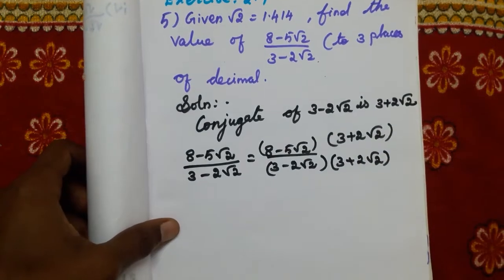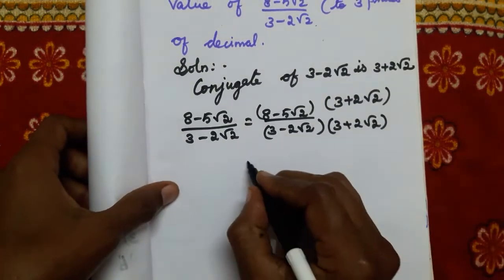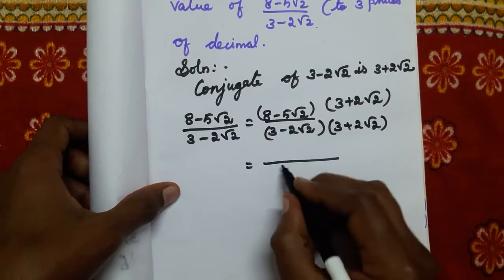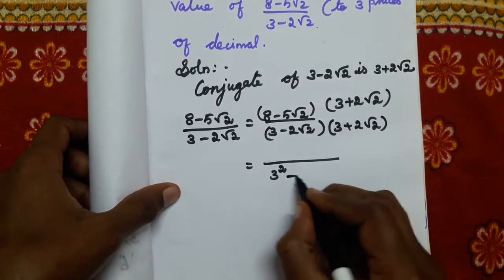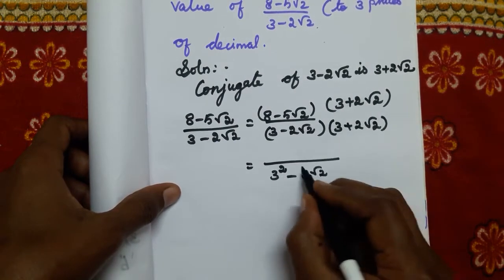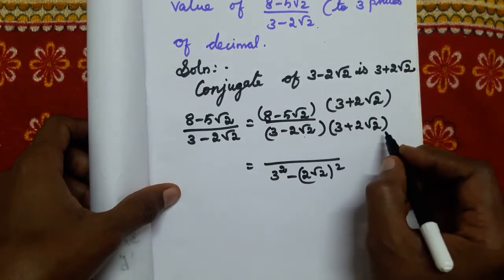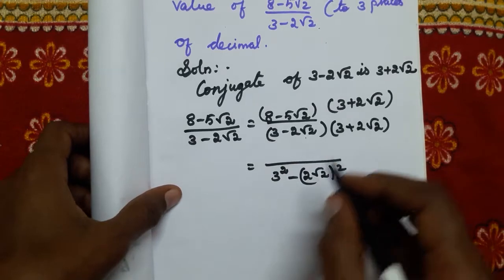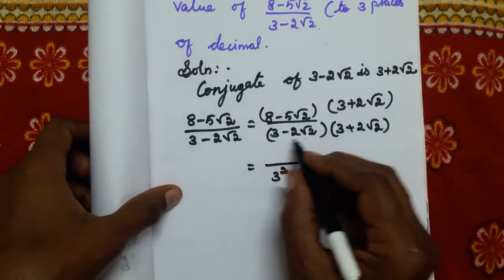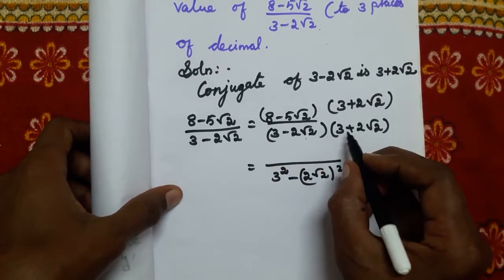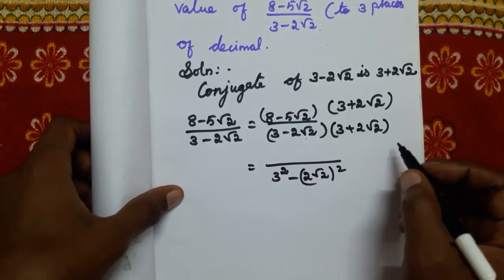So what are we getting in the denominator? The denominator is 3 square minus (2 root 2) the whole square. Is it correct? (a minus b) into (a plus b) is equal to a square minus b square. So 3 square minus (2 root 2) the whole square.